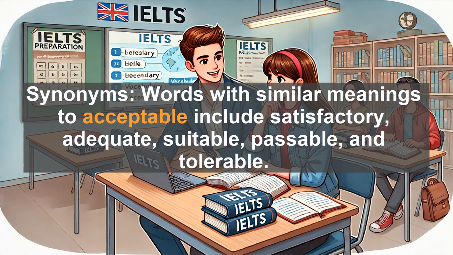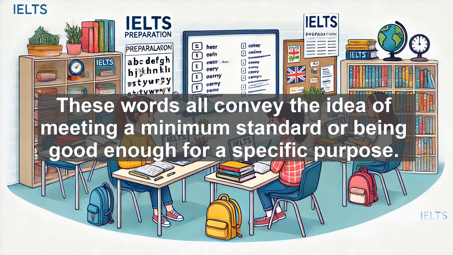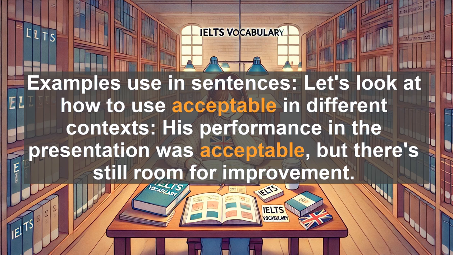Synonyms: words with similar meanings to "acceptable" include satisfactory, adequate, suitable, passable, and tolerable. These words all convey the idea of meeting a minimum standard or being good enough for a specific purpose. Examples used in sentences: let's look at how to use "acceptable" in different contexts.